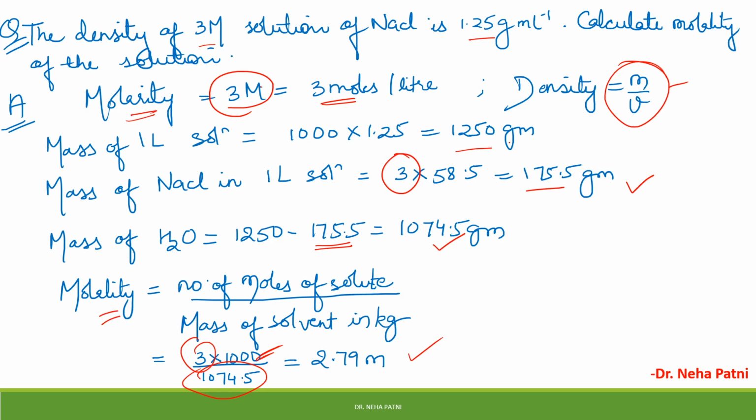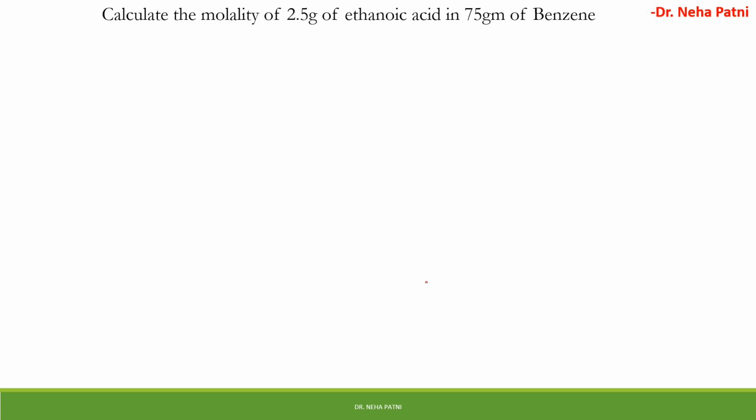We started from molarity, we said it is 3 moles per liter. With the help of density, we were able to calculate the grams. And then with the help of the mass of water, subtracted to get the mass of solvent. You substituted in the question and you got the answer.